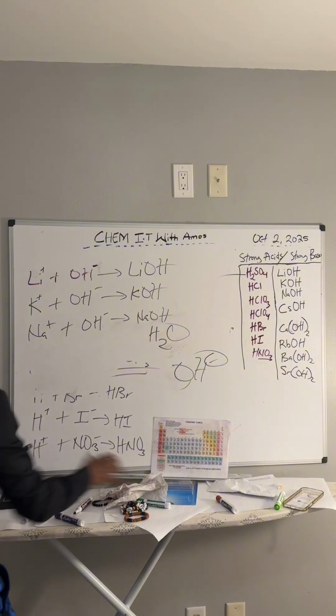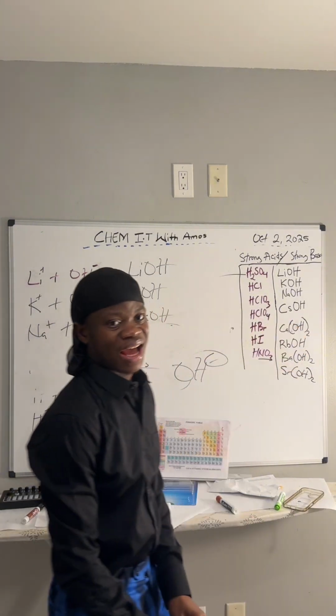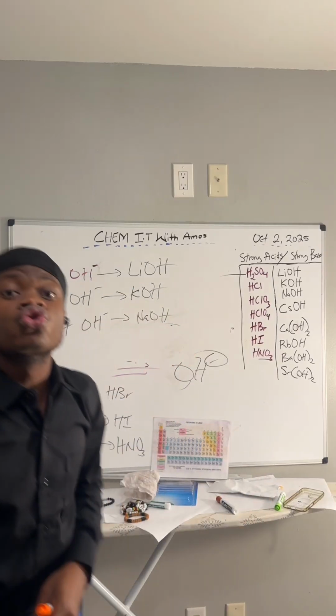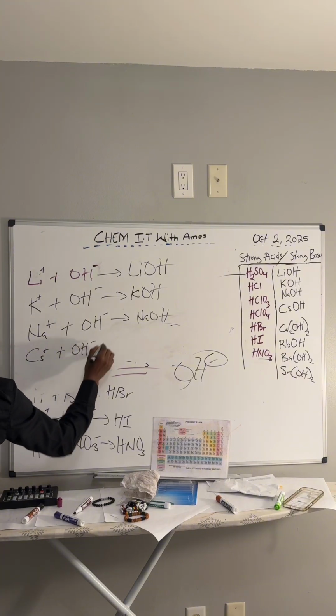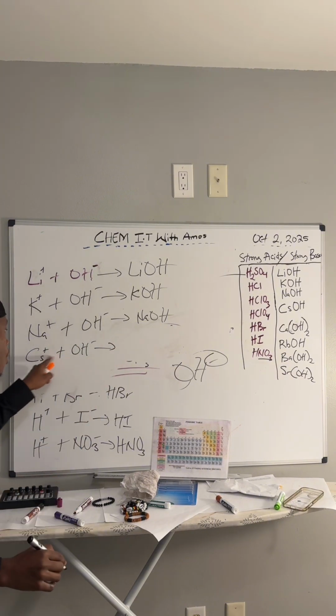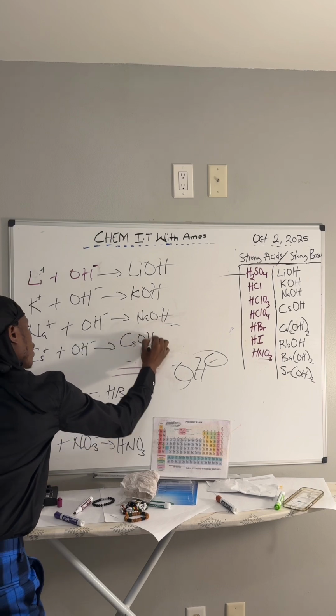Is that simple? So what about this one right here? Cesium hydroxide. That is in group 1. It wants to lose 1. So it was Cs+ and OH-. They want to lose 1; they don't want to accept 1. So it's satisfied right there. So it becomes CsOH.